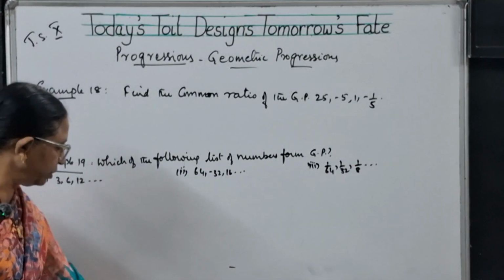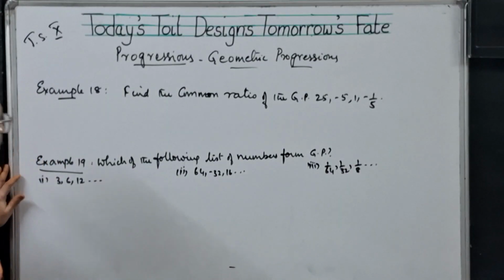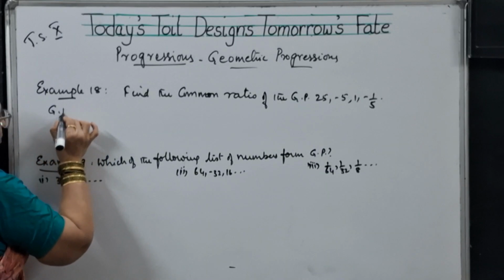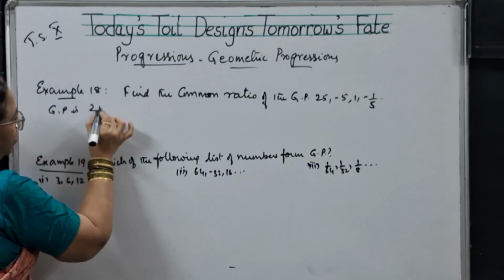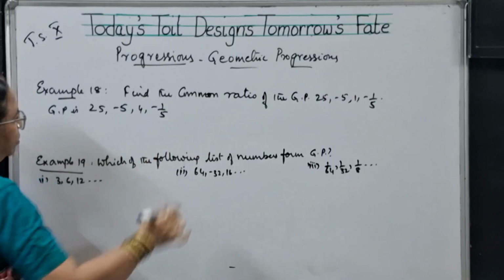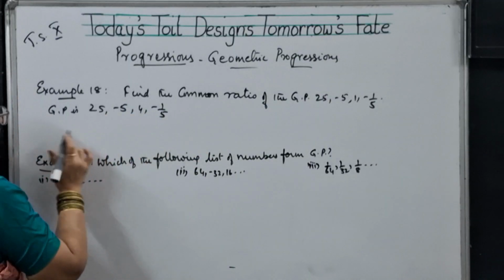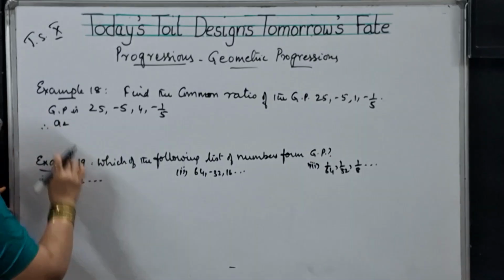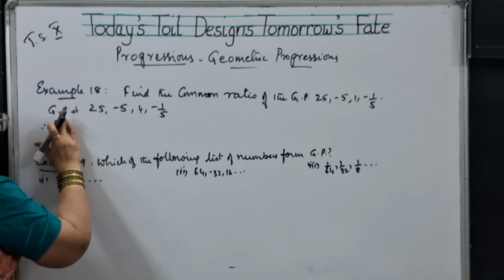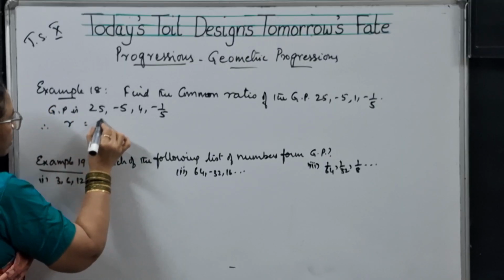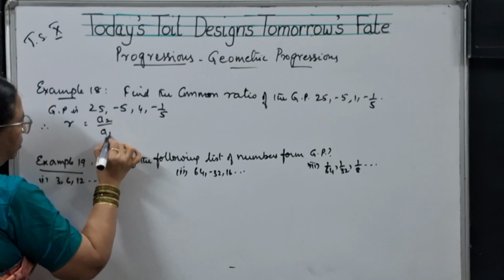Now the next two examples are simple ones, so I am doing it here, children. Example 18. Find the common ratio of a GP. They have given the GP. What is the given GP? 25, minus 5, 1, minus 1 by 5. They said that it is in GP. So we need to find out the common ratio. So the formula of common ratio is R is equal to A2 by A1.